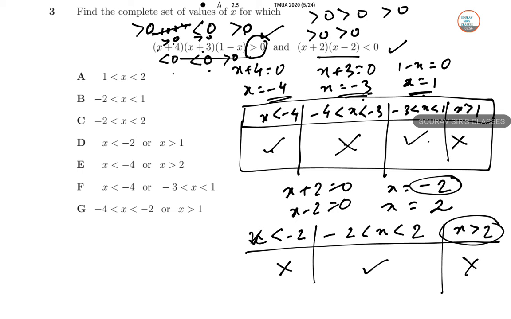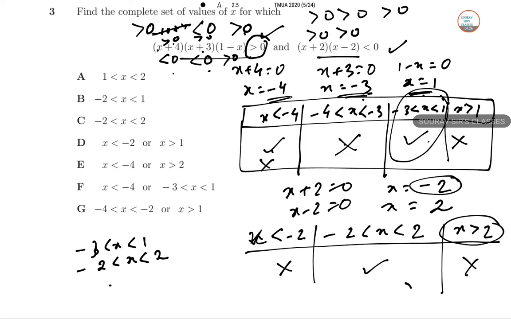Now we have to find the complete set of values for which both hold. So we need to find a common zone. We don't have a direct answer, we have a zone. For the first, the valid zone x less than minus 4 has nothing to do with the second, so that is anyway invalid. The only valid ones are these two. The first says minus 3 less than x less than 1, and the second says minus 2 less than x less than 2.